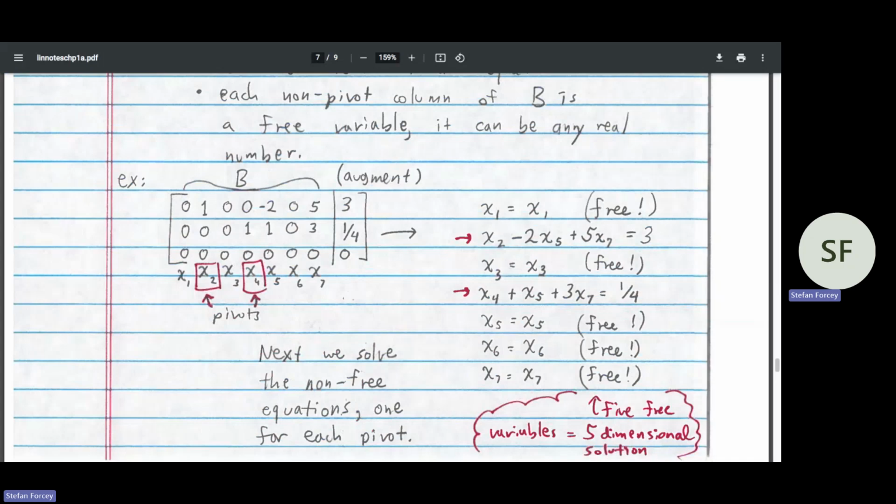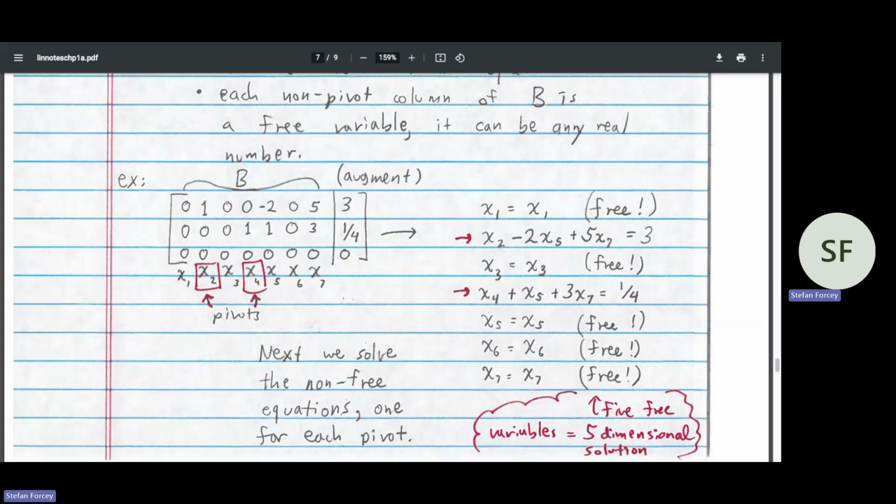That's the constant. When I get to x3, no pivot, so it's free. When I get to x4, it's a pivot, so turn it into an equation: x4 plus x5 plus 3x7. Those are the rest of the coefficients. Equals 1/4. That's the constant.